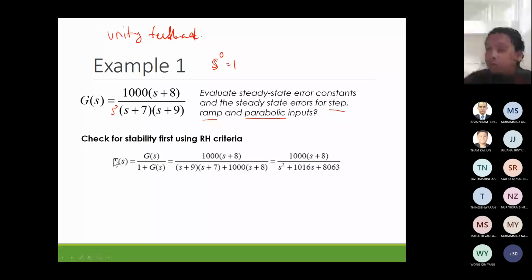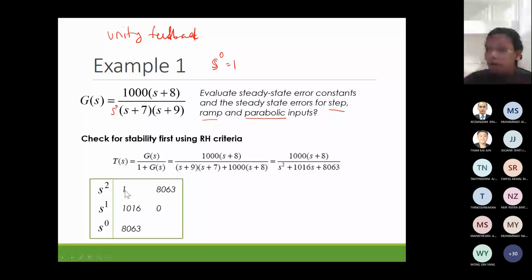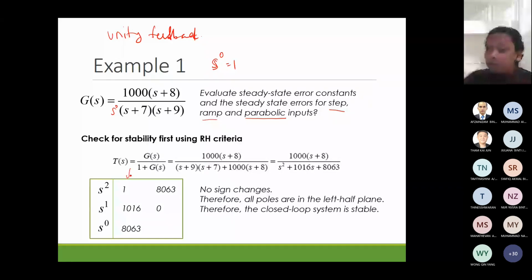So you have to find the closed loop transfer function. So it's a unity feedback, so G over 1 plus G, and substitute everything. And then use the denominator to generate the Routh-Hurwitz table. Okay, so you can generate the Routh-Hurwitz table. And then look at the first column. So in the first column, there is no sign changes, all positive. So meaning that all poles are located in left half plane. So the system is stable.